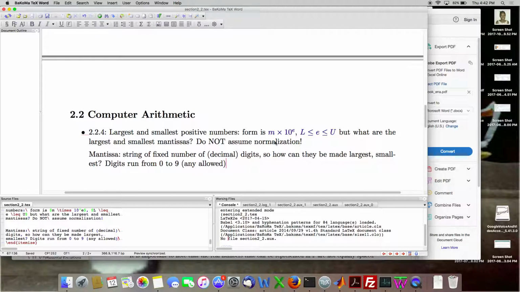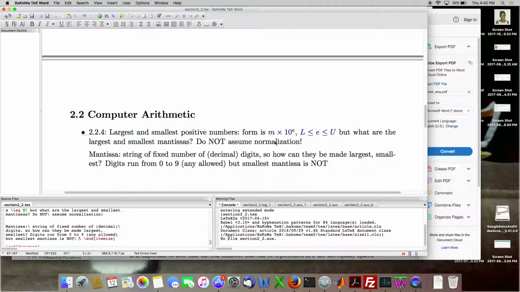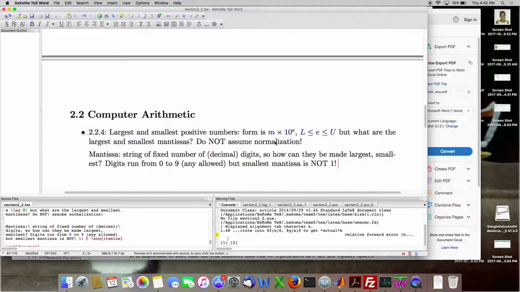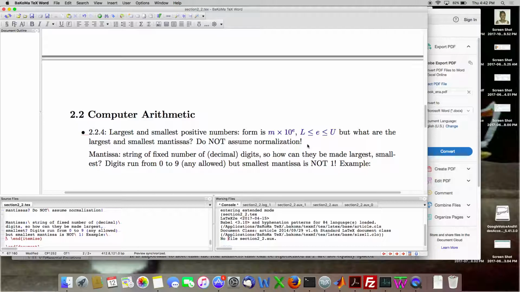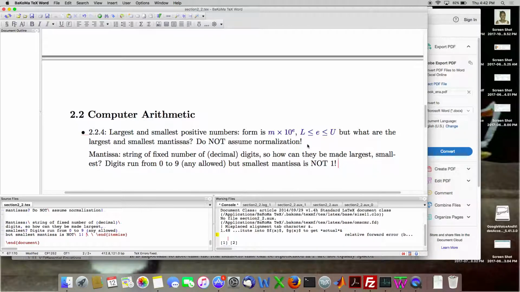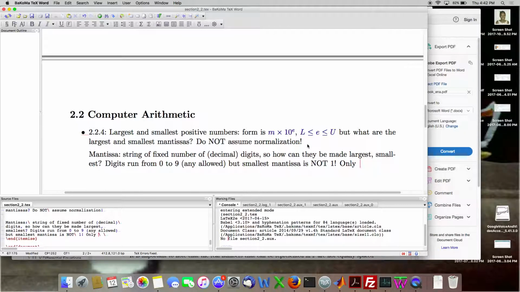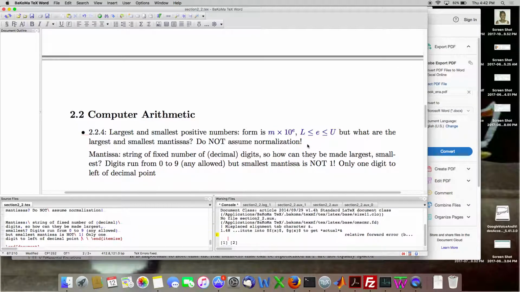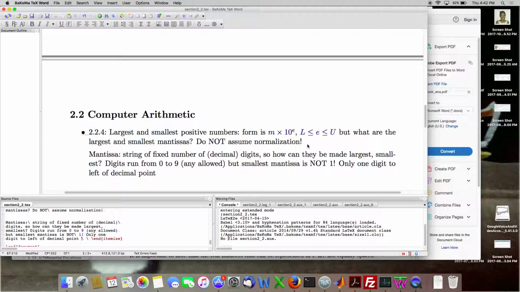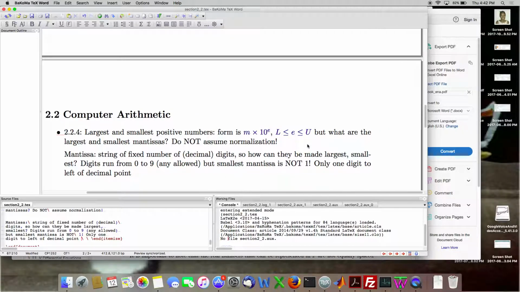But again, I'll reiterate, the mantissa is not 1. As an example, also keep in mind you're only allowed 1 digit to the left of the decimal point. So the mantissa, dang it, okay, this thing is being aggravating again.